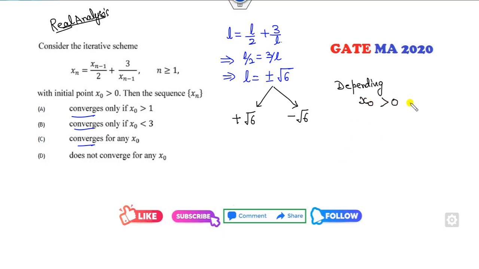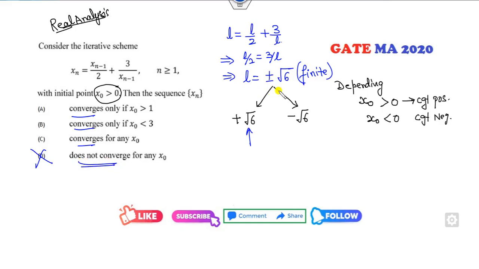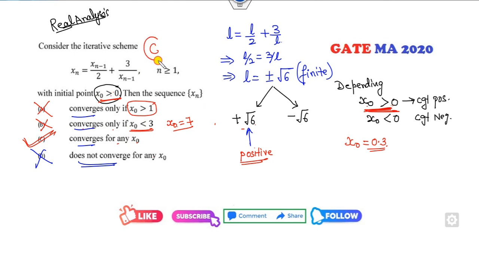If x naught is positive, then it converges to the positive limit. If x naught is less than 0, then it converges to the negative limit. Now look at that. x naught is positive, so that means it is convergent. You can see the limits are finite, so the last option is cancelled out. It does not converge, because the limits are finite, so it converges always. Now x naught is positive, so it converges to the positive limit. Now you can check: it converges only for x greater than 1. That's wrong, because for whatever value of x naught greater than 0, if I take x naught as 0.3, which is positive, then it converges to the positive limit. It converges only when x naught is less than 3. Wrong, because if I choose x naught as 7, then again it is convergent because it satisfies this property. Again it converges to this. It converges for any positive x naught is the right answer of this problem.